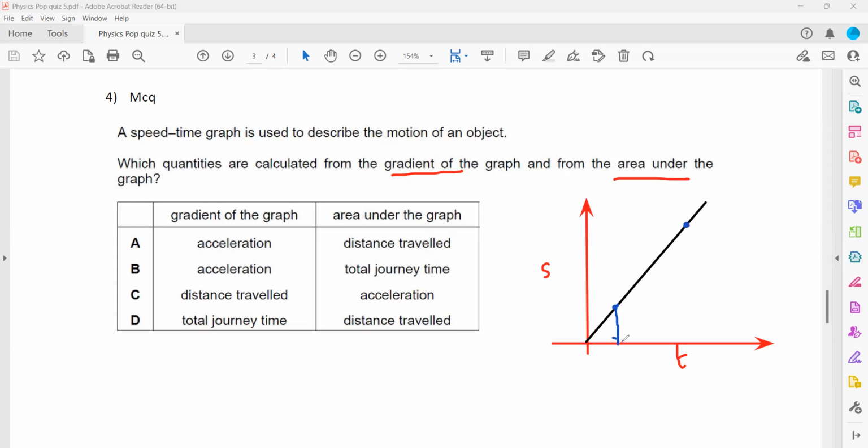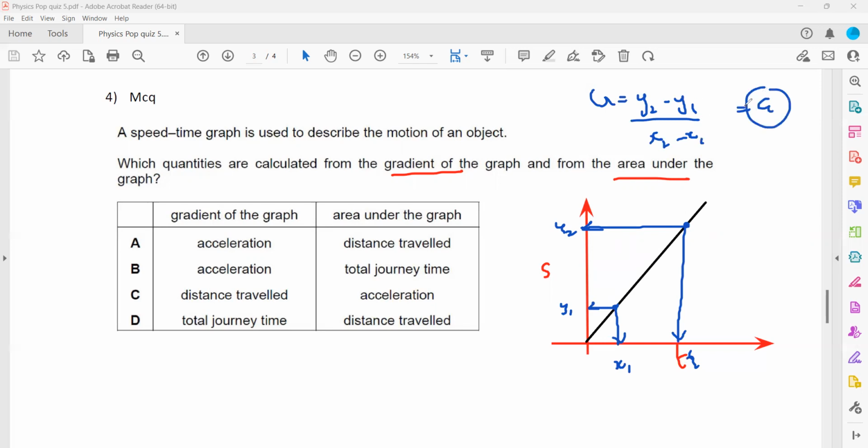The first point on the x-axis is x1 and the second point on the x-axis will be x2. The first point on the y-axis is y1, and the second point on the y-axis will be y2. So we work out the gradient. The gradient equals y2 minus y1 over x2 minus x1. And that gradient is equivalent to what? For a speed time graph, the gradient is equivalent to the acceleration of an object.